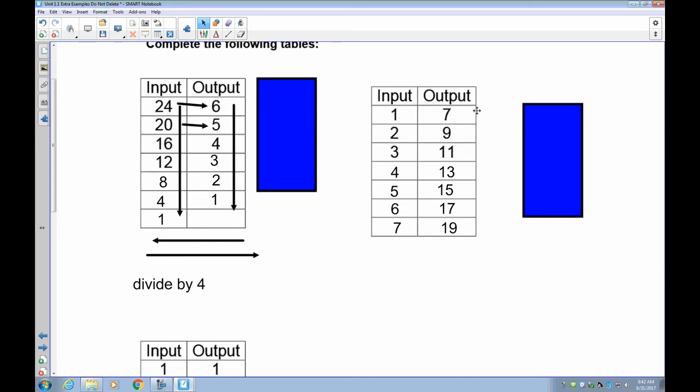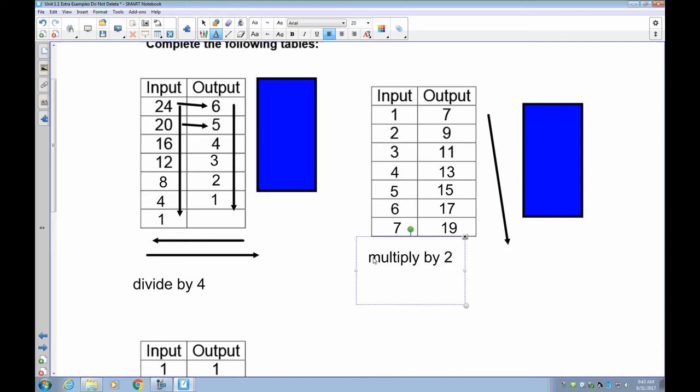Okay, 1 to 7, so we need our output rule first. So what's happening here? 7 to 9 to 11, we are going up by 2. If you are increasing by 2, that means your first step is to multiply by 2. All right, so let's find out what happens when we multiply by 2. 1 times 2 is 2, but we don't have a 2, we have a 7. So to get from a 2 to a 7, you have to add 5.